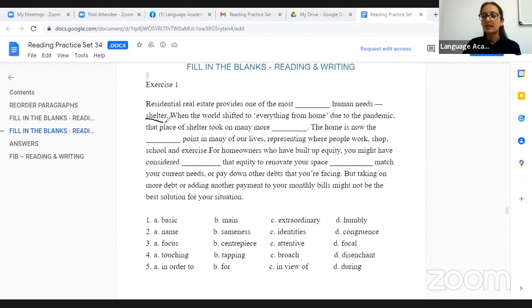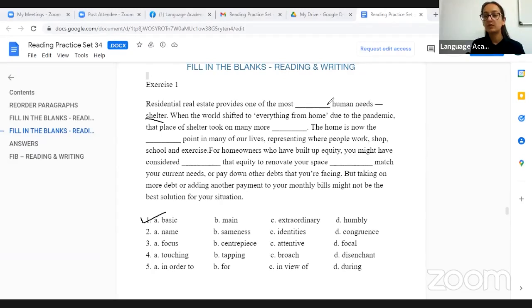So this is a basic context-based blank. Everybody's selecting basic because we all know that food, clothing, and shelter are the most basic needs of human beings. This is a very general knowledge answer. So one of the most basic human needs, which is shelter. We cannot say most main because with main, we don't use the word most. Something which is main, there cannot be most main or lesser main. Extraordinary: shelter is not something which is extraordinary. Shelter is something which everybody requires. And humbly, we don't really need an adverb here. We are looking for what type of need it is. That is why we'll go with basic need.